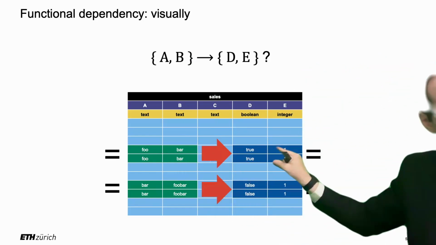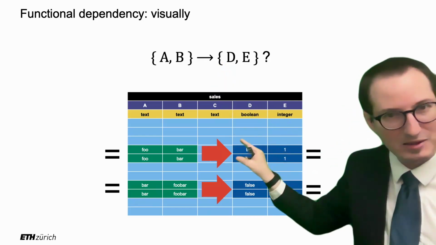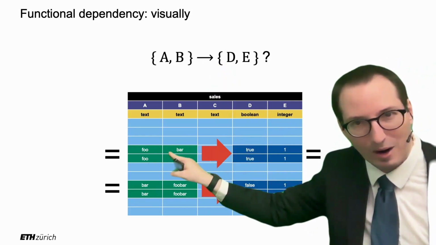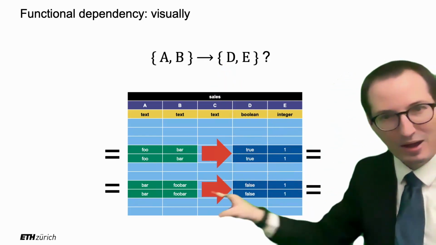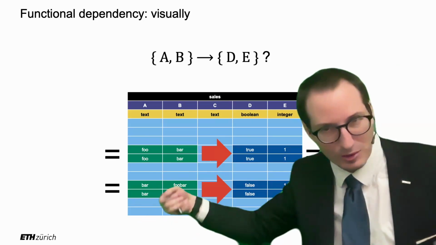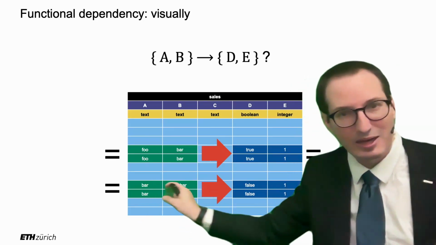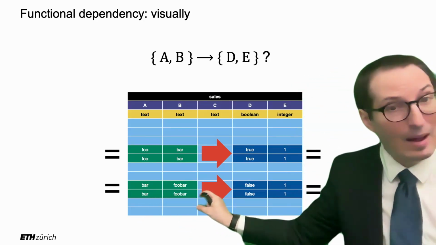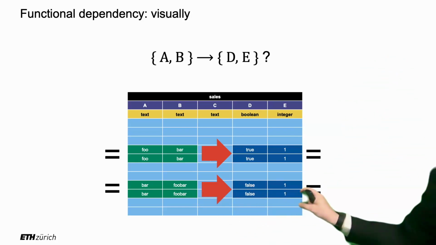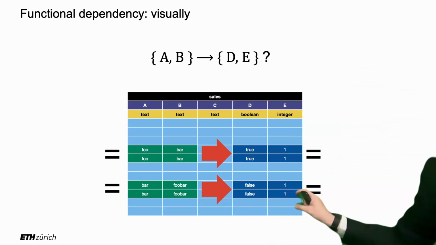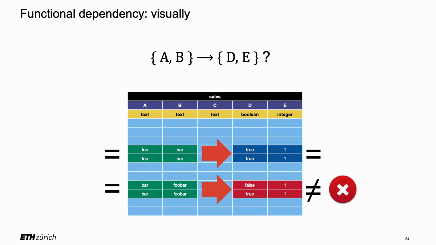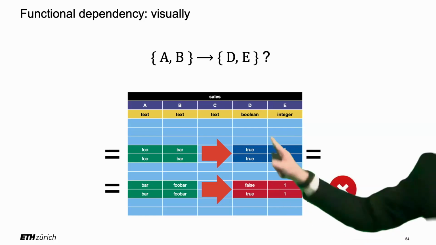So here, that's totally fine. This is consistent with this dependency. If you have foo and bar, then you must have true and one. The same goes here, just different records with different values. They agree on A and B, they have the same values, then they must also agree on D and E. That's what it means. Now, a counterexample.